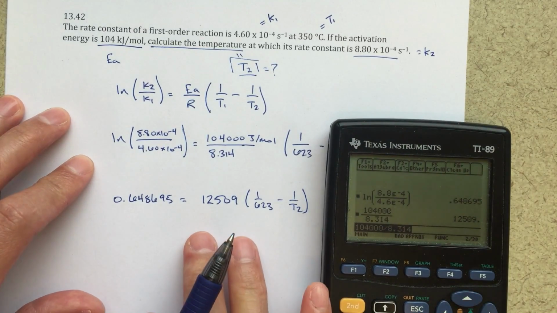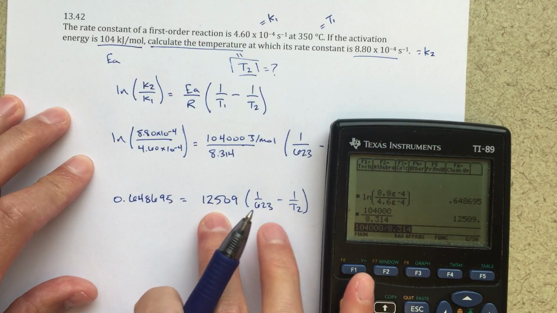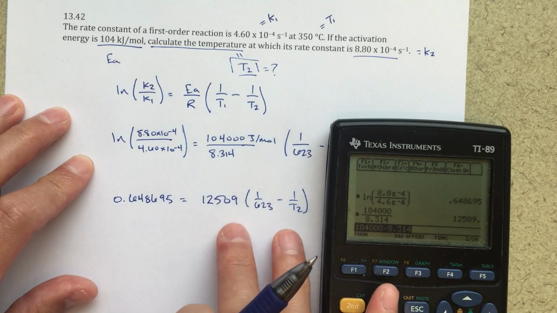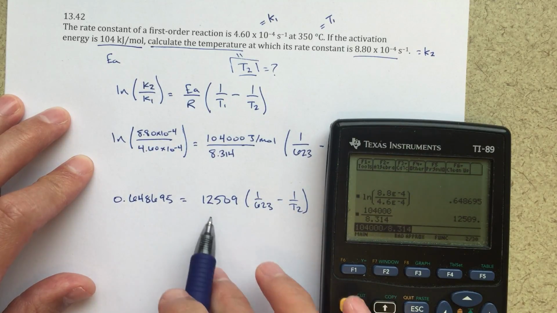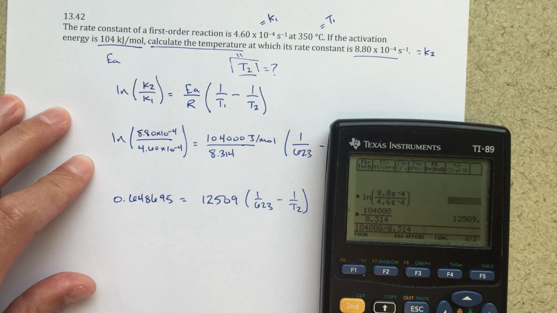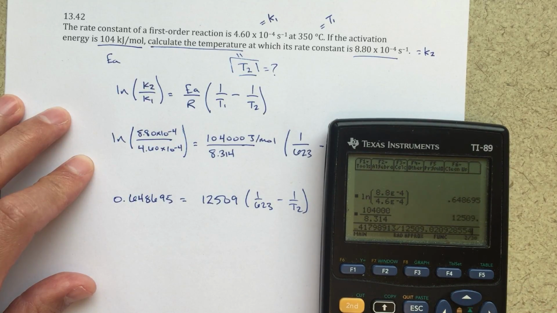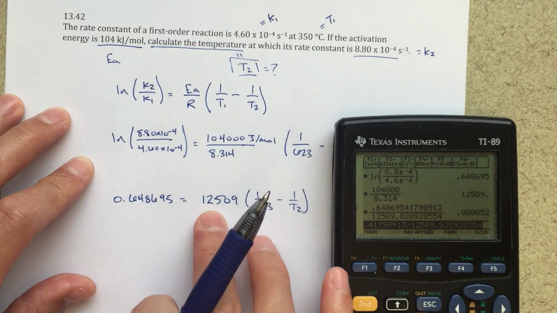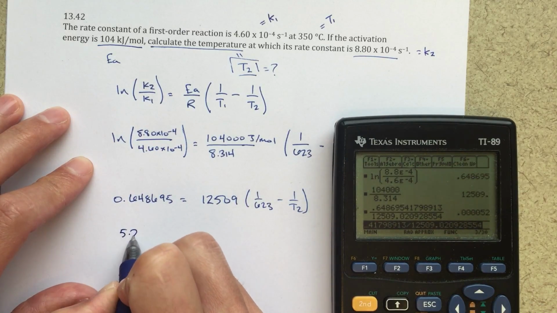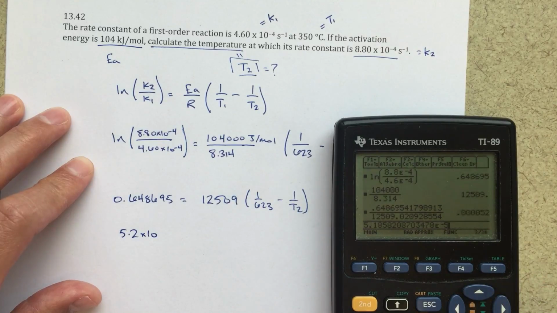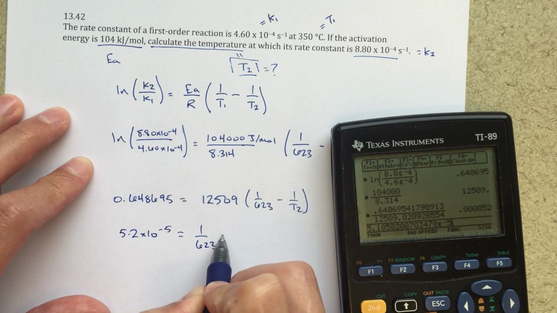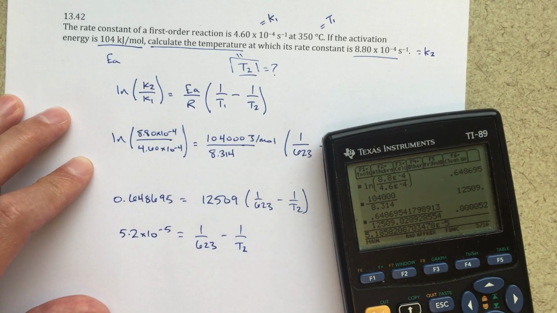At this point, I would divide both sides by 12,509. This thing in parentheses is always sort of difficult to deal with, so it's easier for me to just divide both sides by 12,509. So I would take this 0.648 number, divide that by 12,509, and I get a value of 5.2 times 10 to the minus fifth, equals 1 over 623 minus 1 over T2.